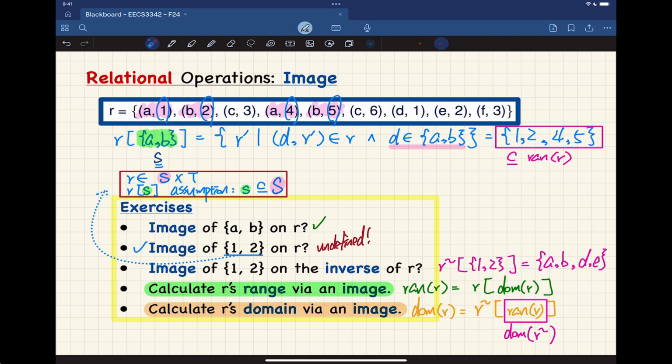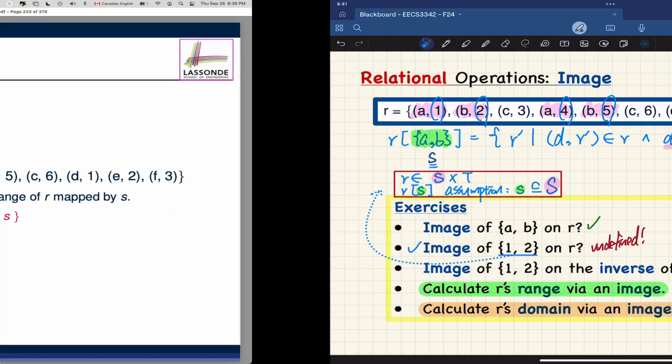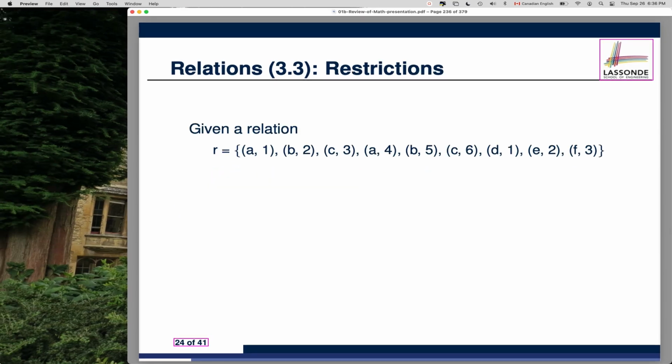All right, we got 30 minutes. We can do more. I would suggest we do at least the restriction and subtraction. The next 2 slides are going to tell you about restriction and subtraction.